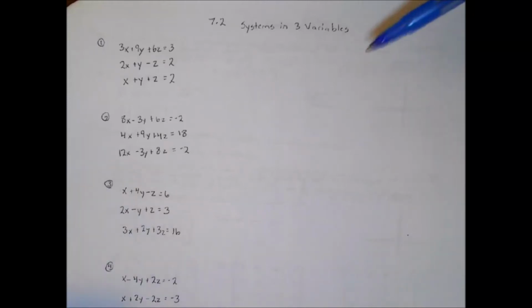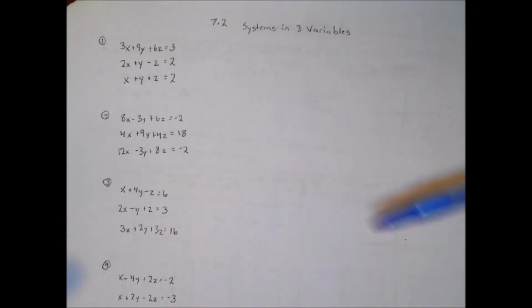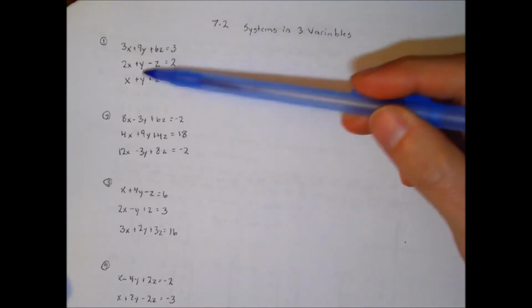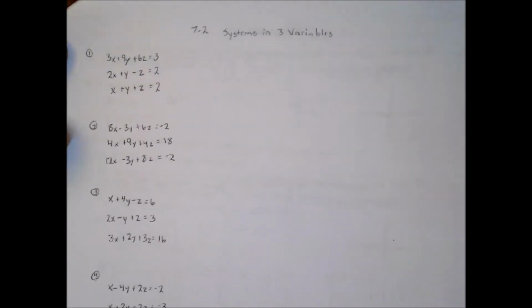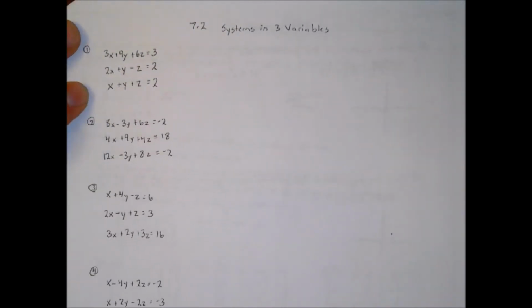For note 7.2, we're solving systems of equations again, but we're using three variables. So if we have three variables, we need three different equations as well. What happens here is we want to get it down to two variables. So we're going to eliminate and eliminate to get it down to two variables.